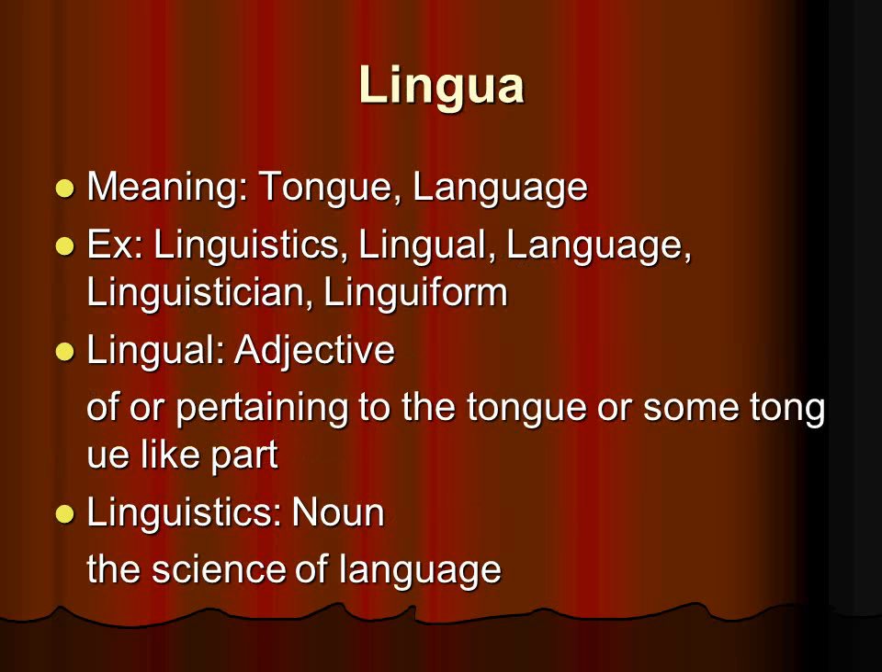The next one is lingua. In Latin roots, lingua means tongue or language. Examples of using lingua in English words are linguistic, lingual, language, and linguistician. The meaning of lingual is of or pertaining to the tongue or some tongue-like part. And the meaning of linguistics is the science of language.